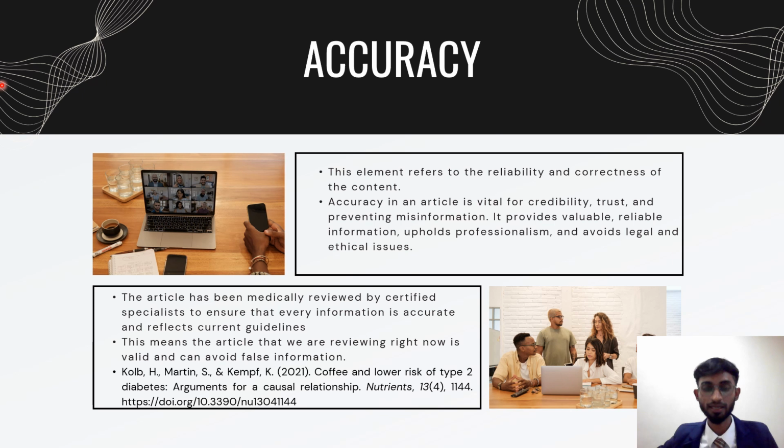The article by Everyday Health has been medically reviewed by certified specialists, namely dietitians and nutritionists, to ensure that every piece of information is accurate and reflects current guidelines. This means that the article we are reviewing is valid and can avoid false information, because they are experts in this field.